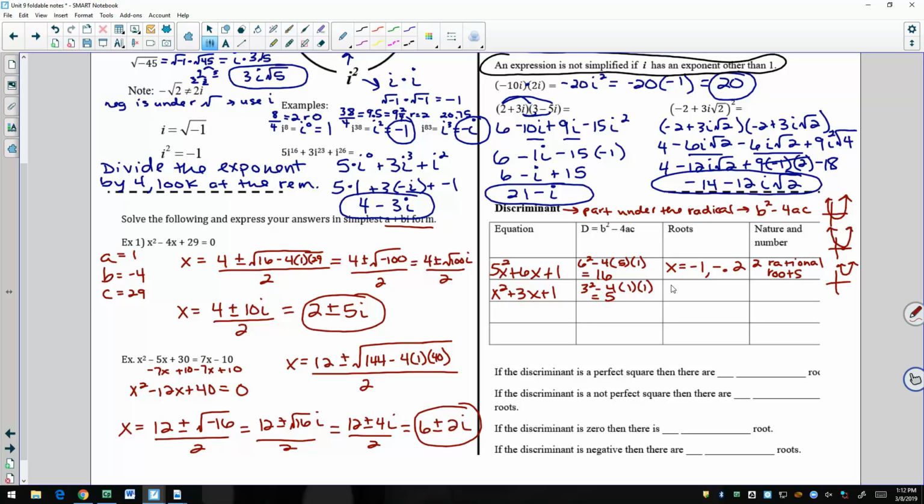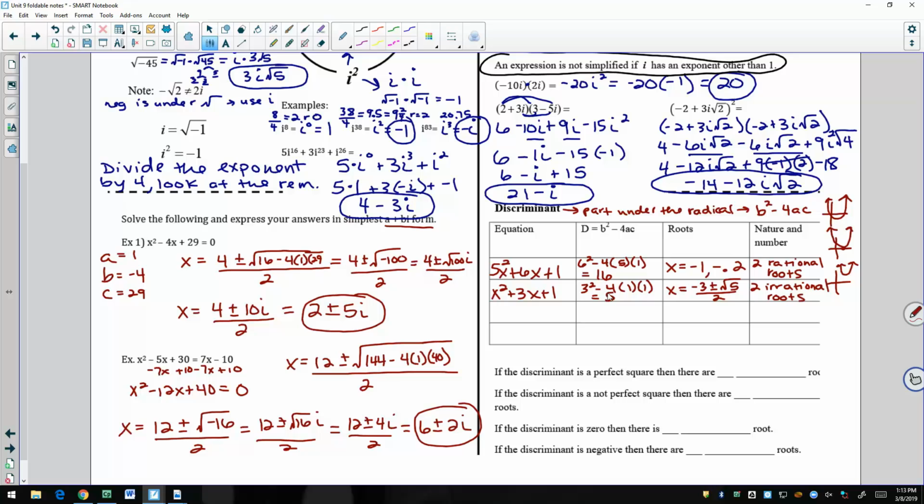So therefore, you're still going to get 2 roots, but you're going to get negative 3 plus radical 5 and negative 3 minus radical 5 all over 2 times 1. So your roots in this case are negative 3 plus or minus the square root of 5 all over 2. So yes, we have 2 roots because we have the plus and the minus version, but they are irrational. So you're going to have 2 irrational roots if the discriminant is not a perfect square.